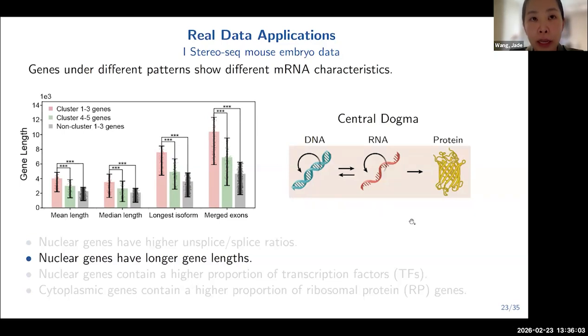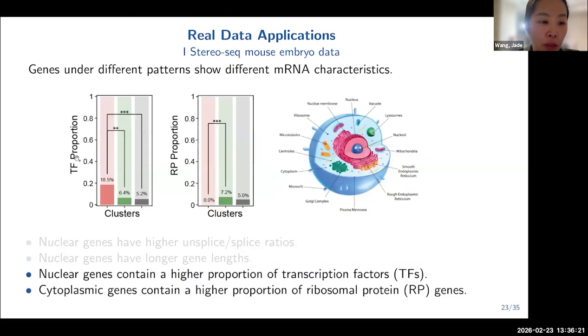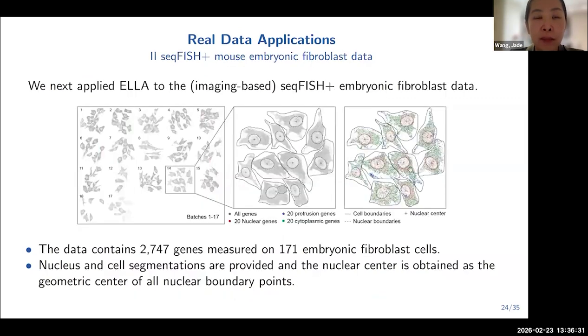One interpretation from the literature is that longer genes may take longer to be transcribed. So maybe the cells transcribe them, store them in the nucleus, and use them when needed. We find the transcription factors are more likely to be enriched in the nucleus, and we find the ribosomal protein genes are more likely to be enriched in the cytoplasm. So these are sort of validations.